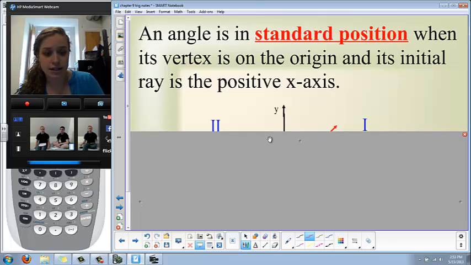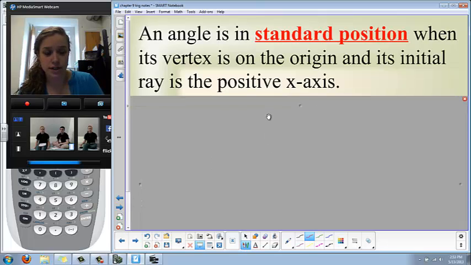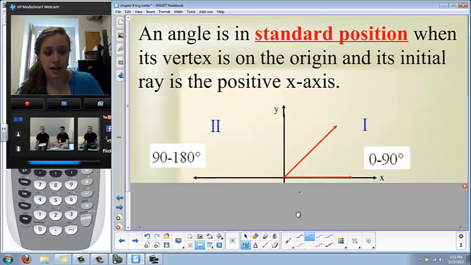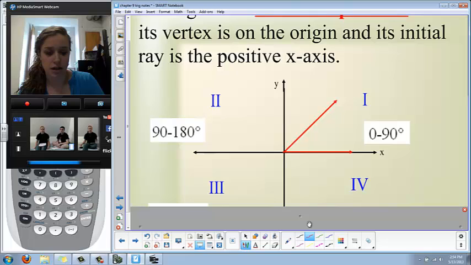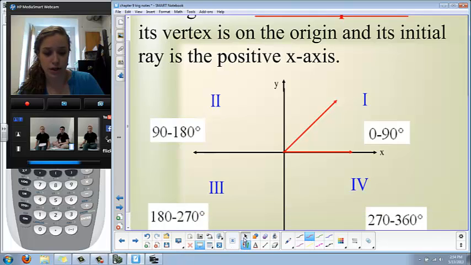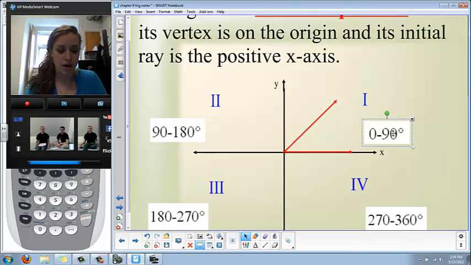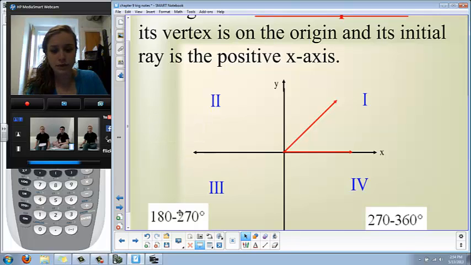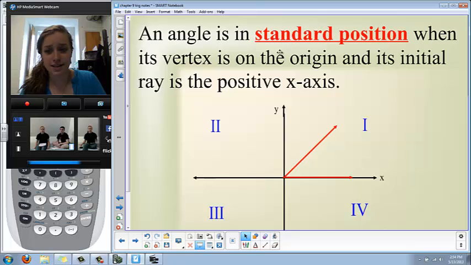Alright, an angle is in standard position when its vertex is on the origin and its initial ray is the positive x-axis. So Miss Tompkins actually has a couple things on here that you don't need to know yet, so I'm just going to delete those for you. But you're going to see the term standard position on tests a lot.